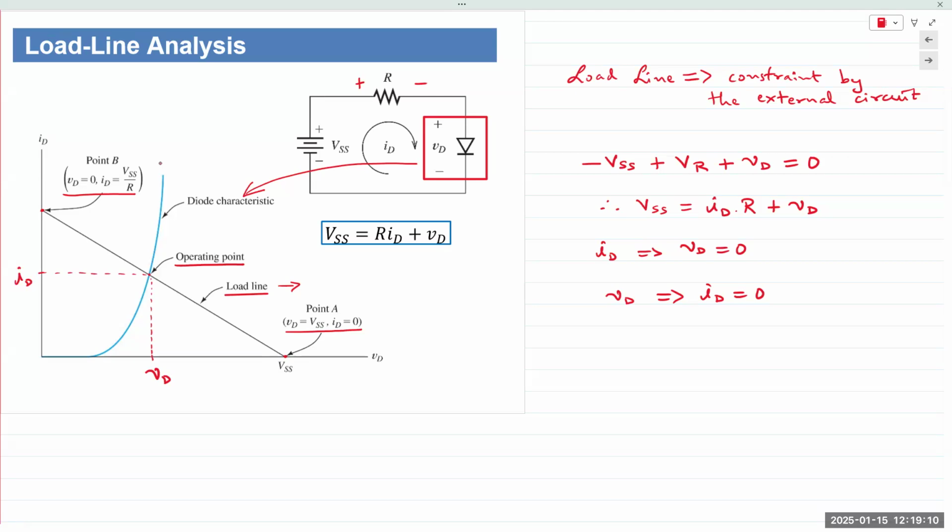Okay, so the intersection point of the 2 lines or the 2 curves gives us the voltage for the diode and the current for the diode. The value for the diode voltage and the value for the diode current are due to the external supply voltage VSS.